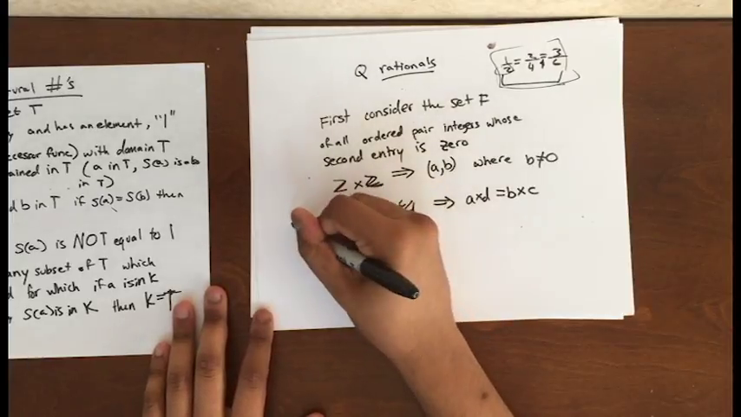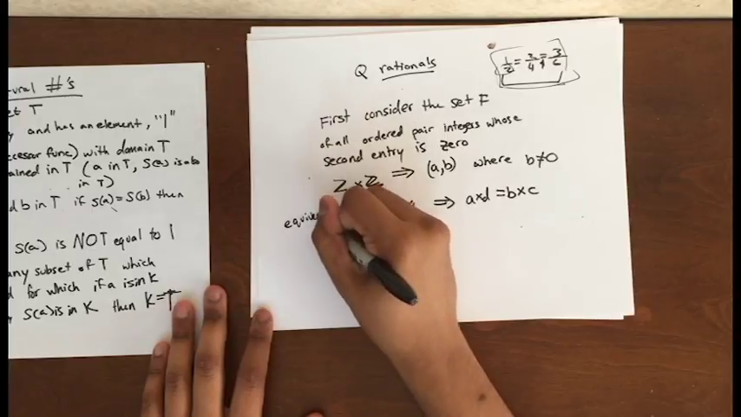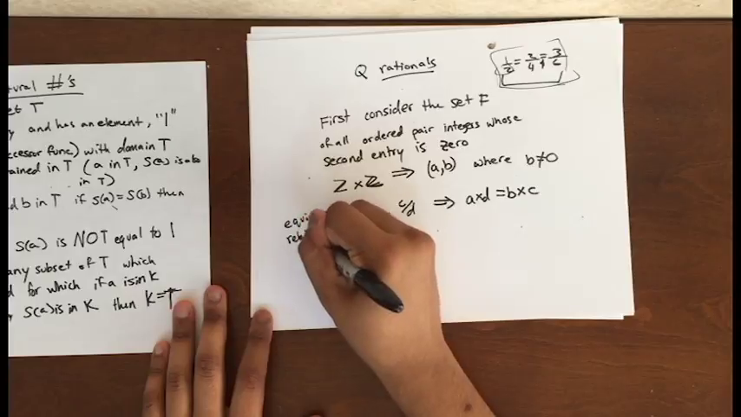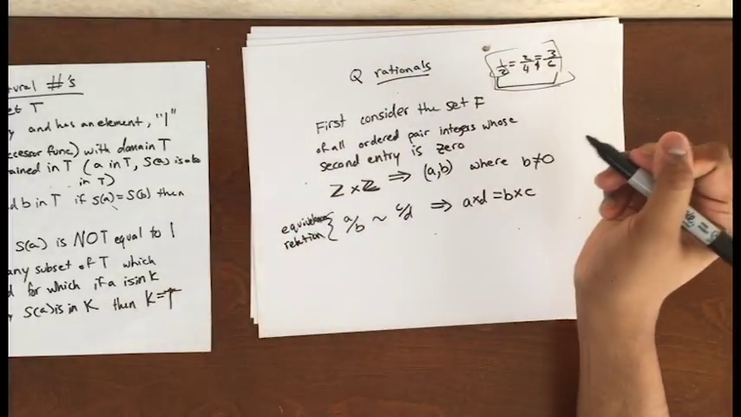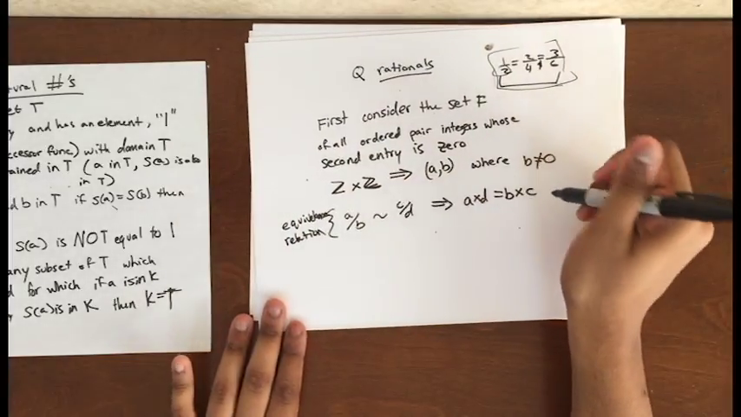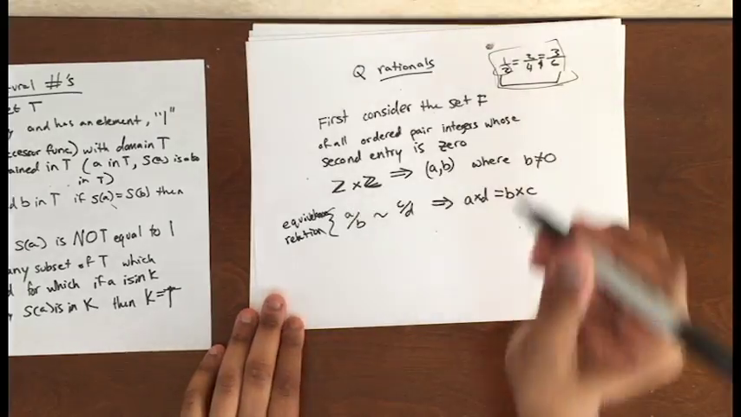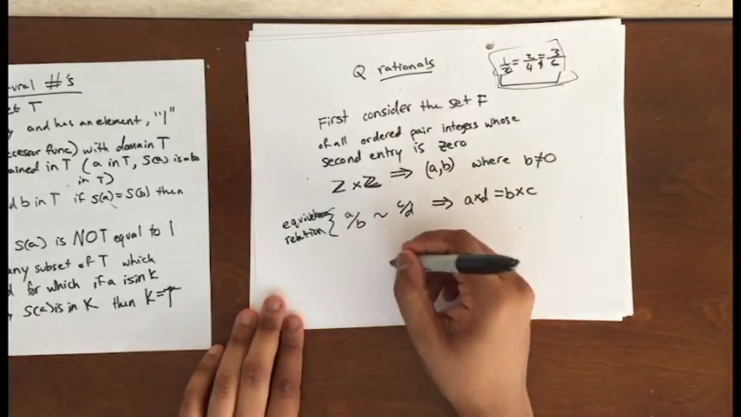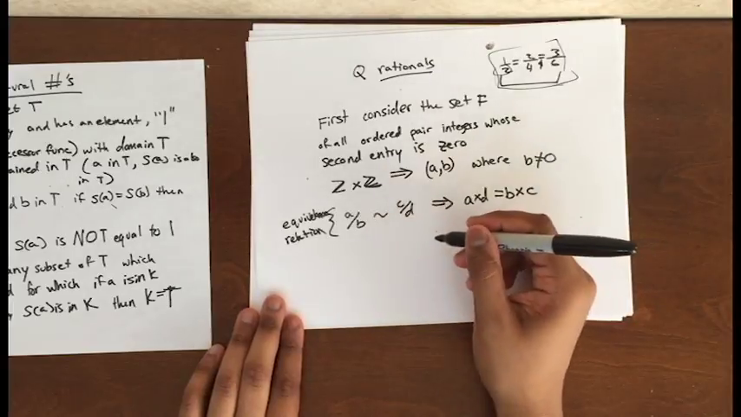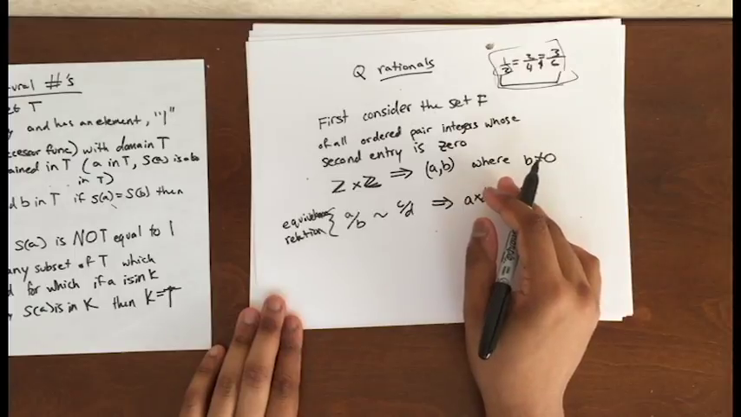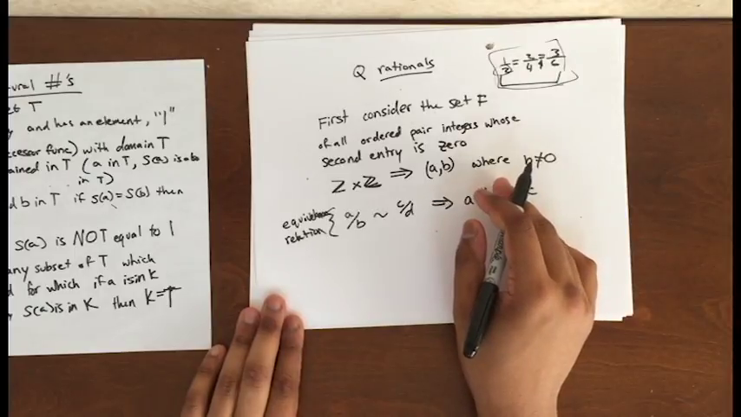So what we're going to do is say this is our equivalence relation for our rationals, okay? And you'll see that defining the sum or product of two elements of Q is defining a function on Q.